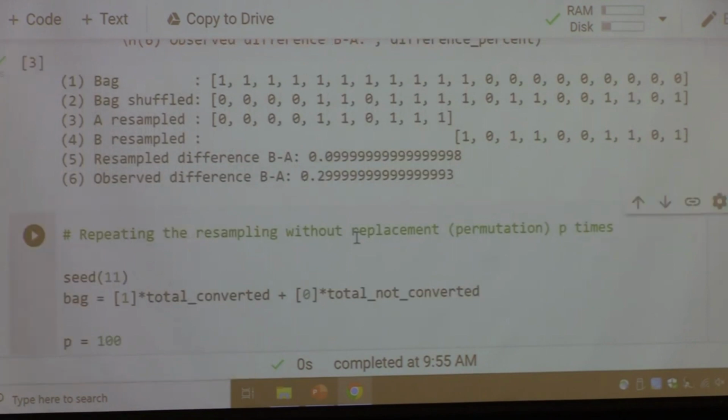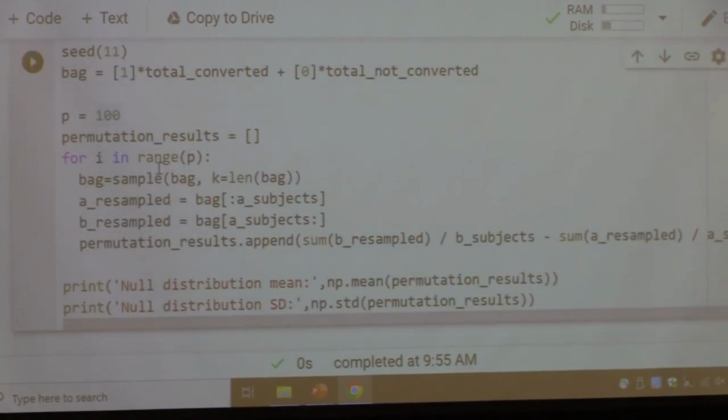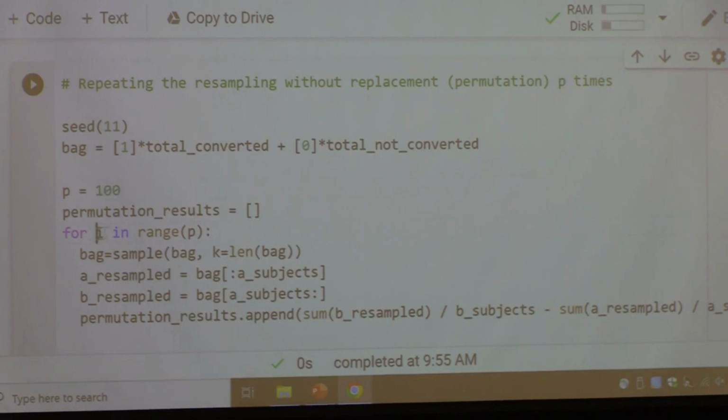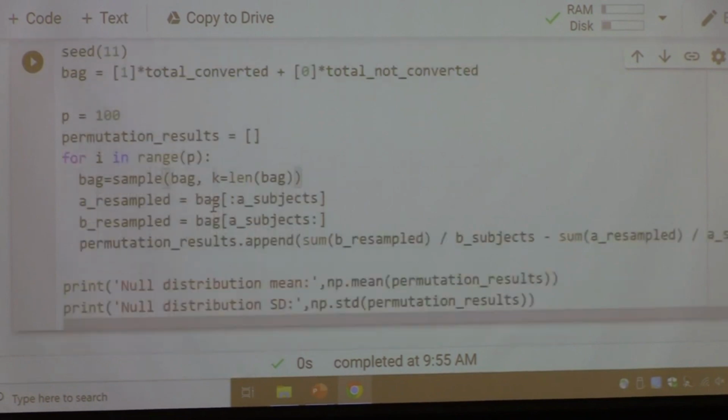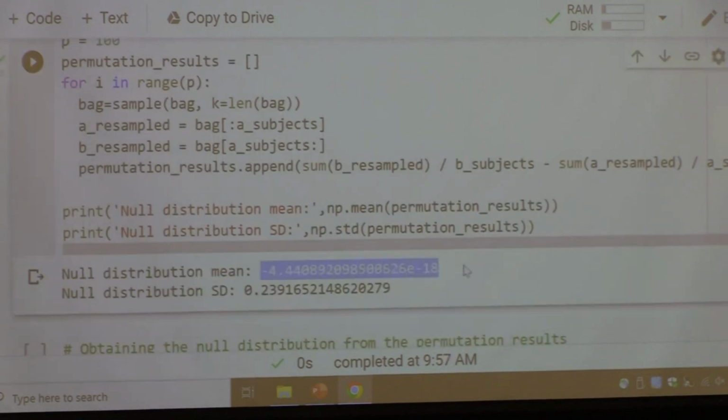All right, so here I'm just repeating this resampling p times. So let's try 100 for p. It's just what we did in the previous chunk of code, but now based on p, I have a for loop, and I just reshuffle the bag and then consider the 10 items as A, the other 10 as B, and measure the resample difference. Then I append this resample difference in some list, and then get the mean and standard deviation of the numbers in that list. So the mean in that list is very close to 0, which means the center of our distribution is somewhere at 0, and the standard deviation is this.